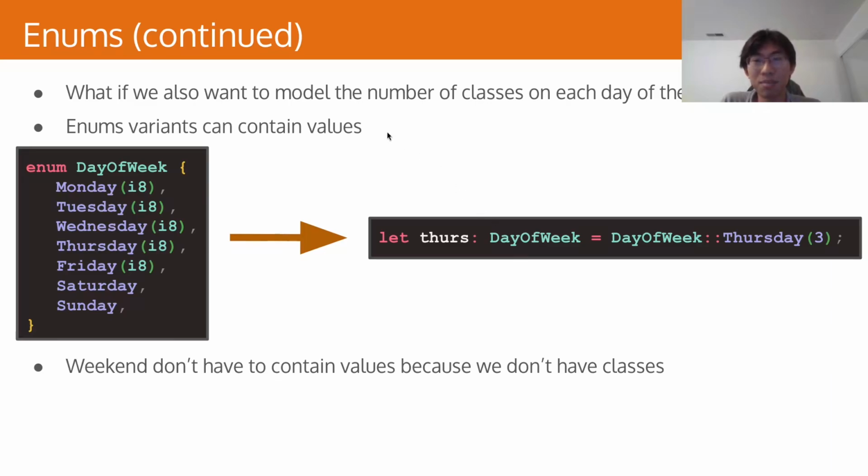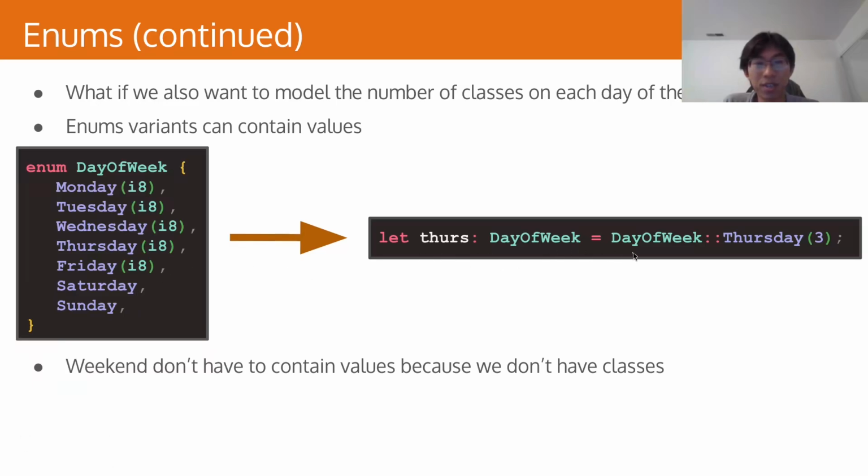Let's extend on this example. What if we wanted to model the number of classes on each day of the week? So if you recall, enum variants can contain values, and we can modify our enum a little bit such that all the days from Monday through Friday each contain an integer representing the number of classes on that day, and then the weekend days don't need to contain values because we don't have classes.